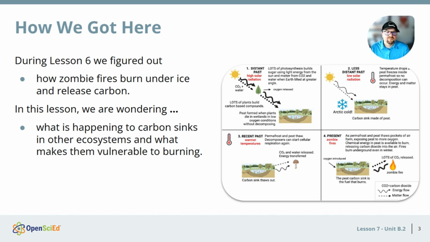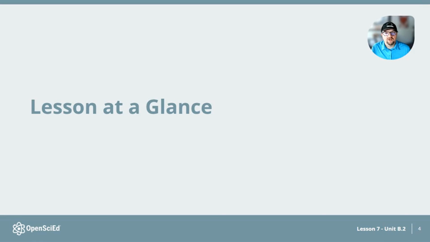During Lesson 6, we figured out how zombie fires burn under ice and release carbon into the Arctic ecosystem. Now we're expanding our view and wondering what is happening to carbon sinks and other ecosystems around the world, looking at what factors make them so vulnerable to burning. It helps students to see that the mechanisms they uncovered in the cold north might have parallels in very different climates.